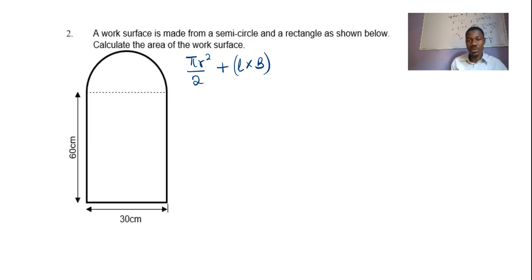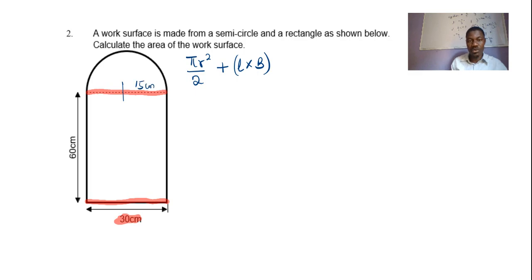Okay, so now what is the radius of the circle? Now if we take a look at the diagram, this line here is the same as this line here, which corresponds to 30 centimeters. And because the diameter is 30, we can agree that the radius is 15 centimeter.